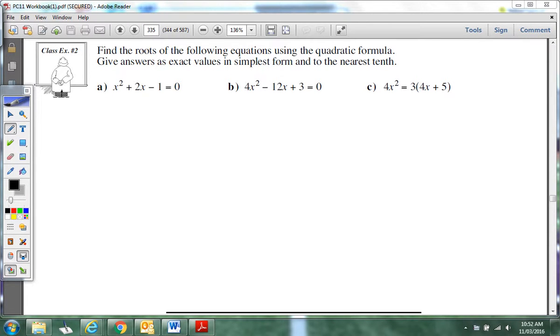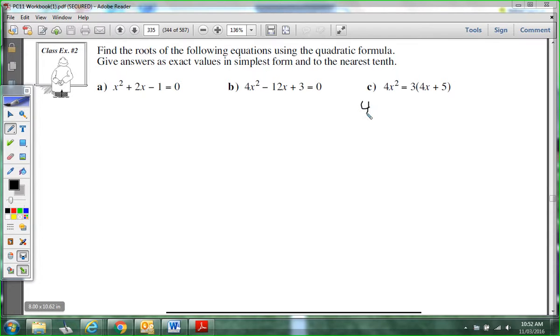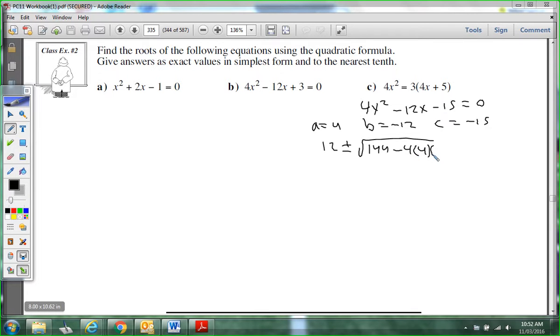All right, so we had that. So my A is 4, my B is negative 12, and my C is negative 15. Opposite of B, so I want positive 12 plus or minus the square root of negative 12 squared, which is 144, minus 4 times negative 15, all over 2 times 4. This calculation here, I saw a lot of you guys got 384, all over 8.